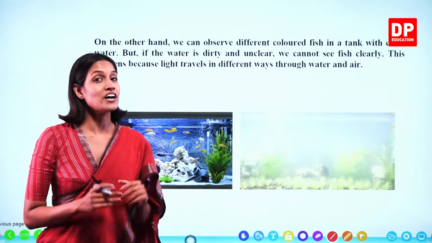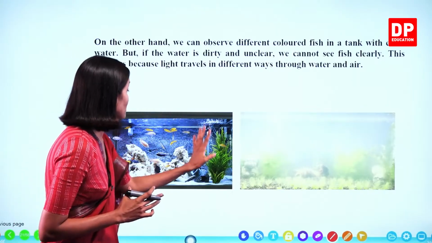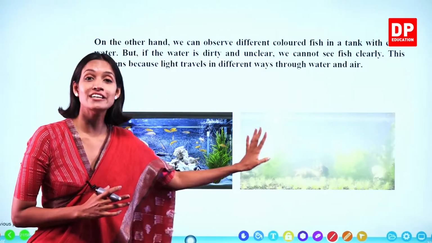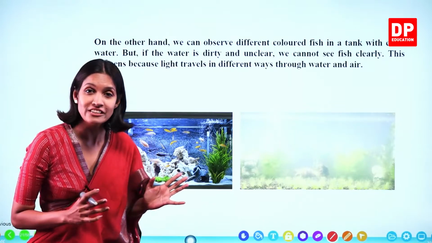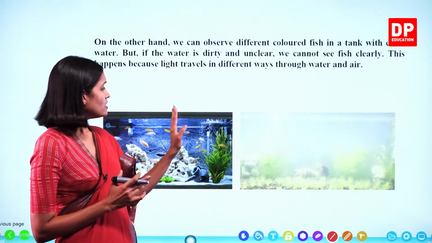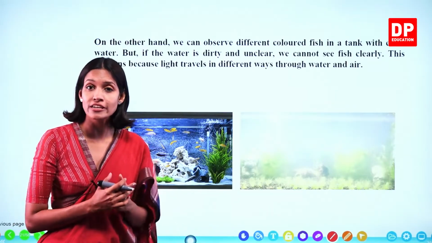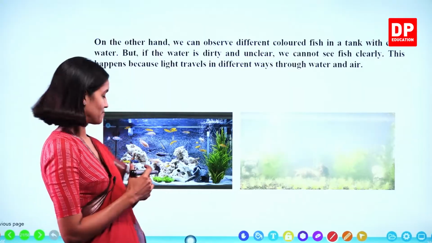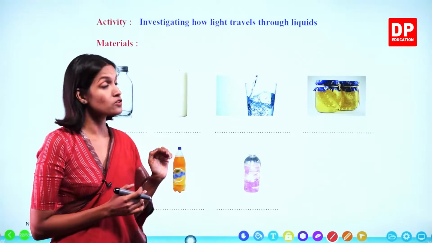Okay, children. So after watching the video clip, now it's more clear how light travels through clean water and dirty water, right? So light travels through clean water very well. That's why we can see things very clearly, right? Now we are going to do an activity related to the transmission of light through different types of liquids. So the activity is investigating how light travels through liquids, okay?